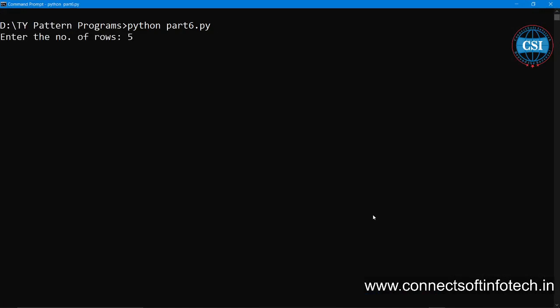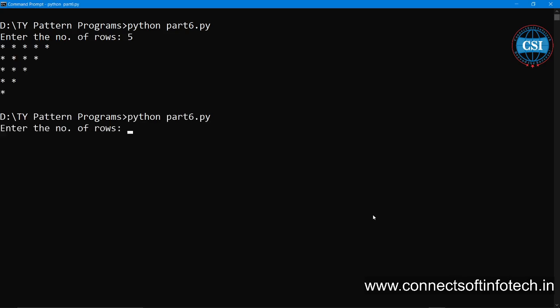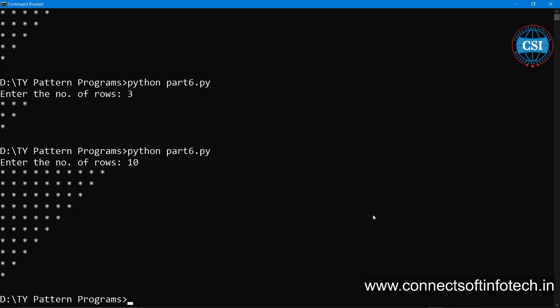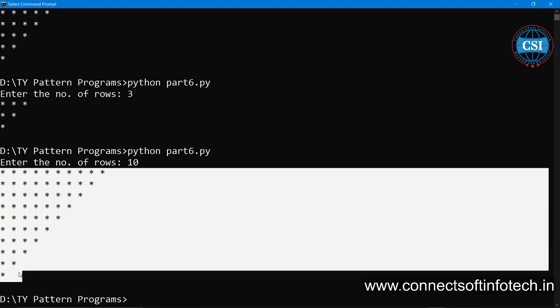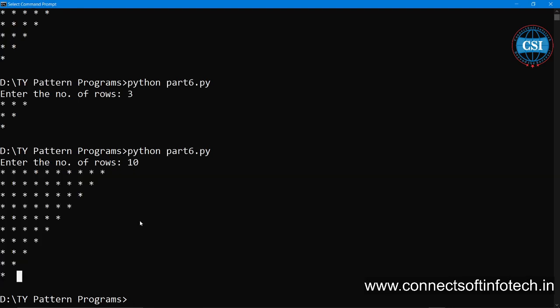Number of rows, suppose 5. Yes, perfect, it is working. Number of rows 3. Yes, it is working. Number of rows 10. You can observe here 1 2 3 4 5 6 7 8 9 10 down to 1. It's clearly working.